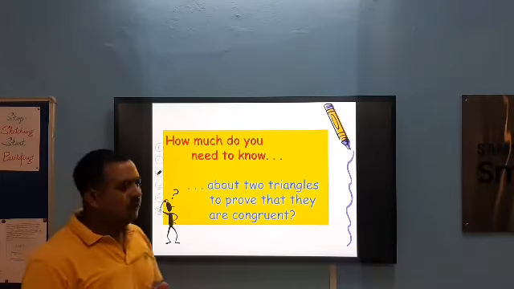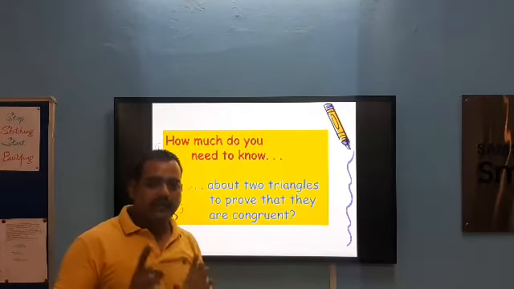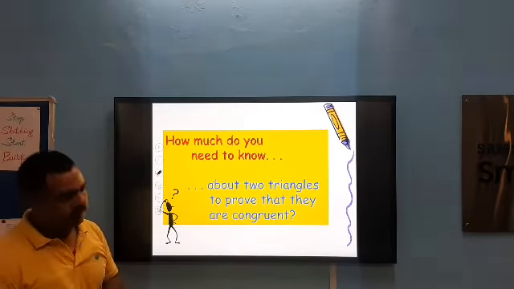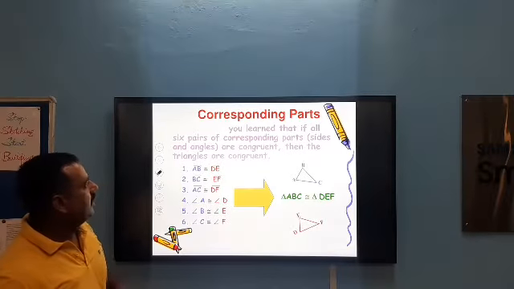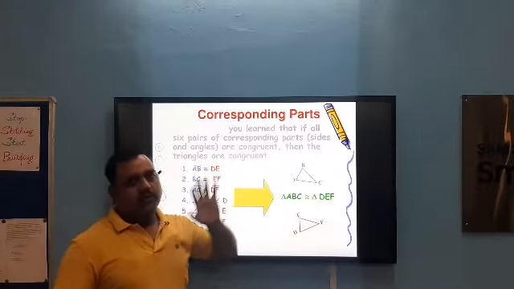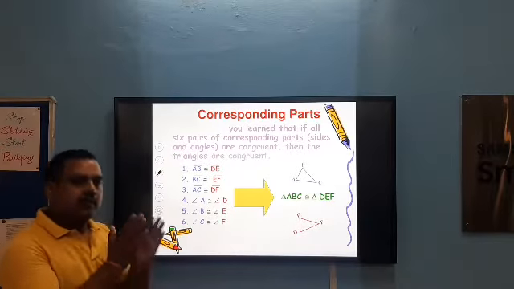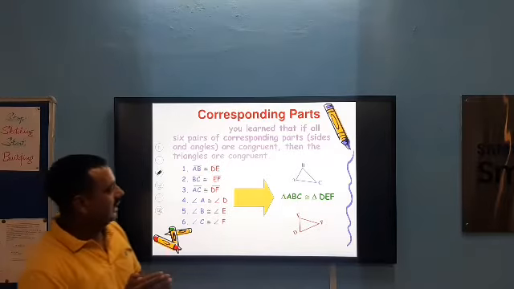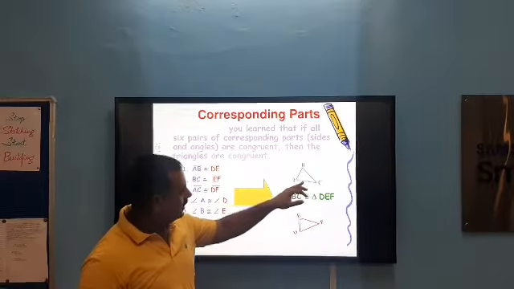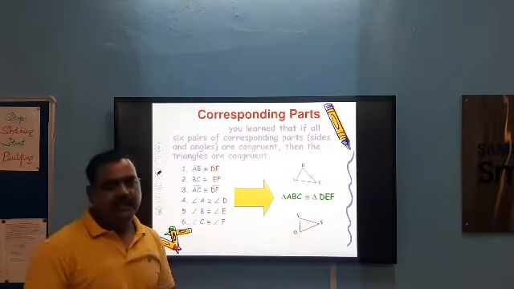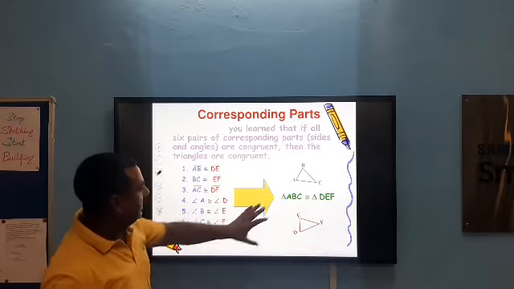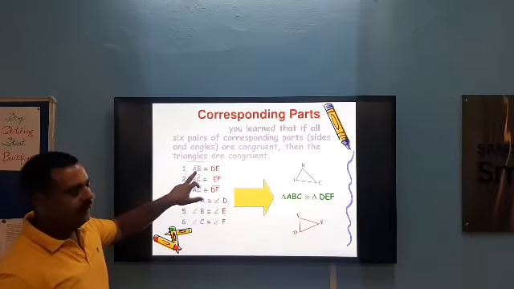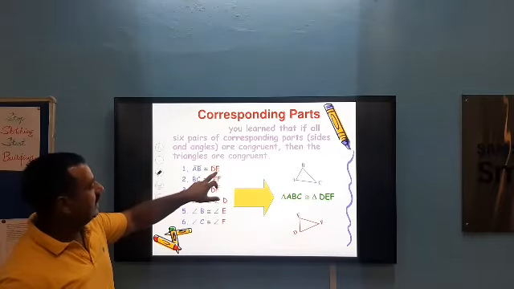How much do we need to know about two triangles to prove that they are congruent? Corresponding parts means one part of a triangle corresponds to a part of the other triangle. Say, in this diagram we have two triangles, triangle ABC and triangle DEF. In these two triangles, side AB corresponds to side DE.